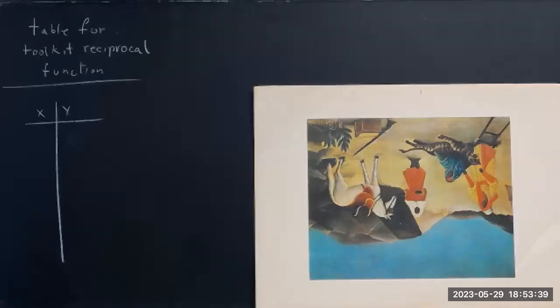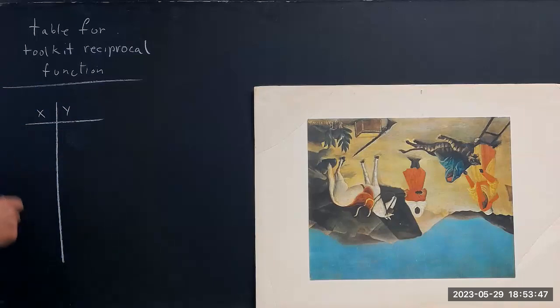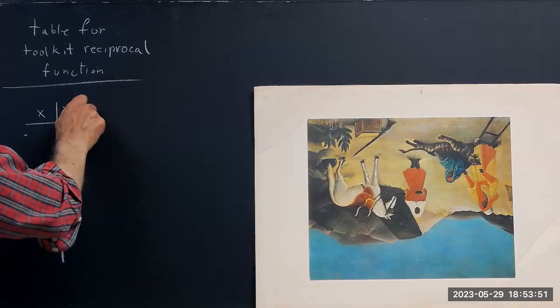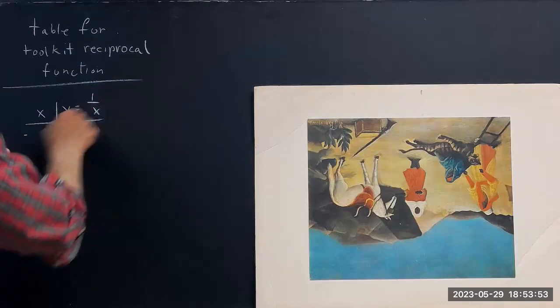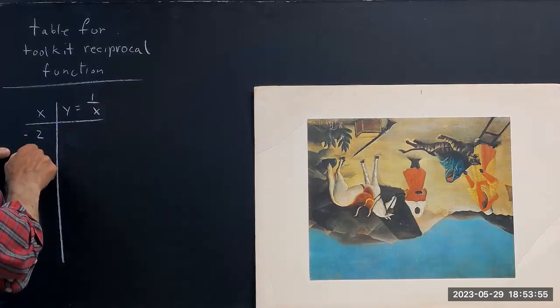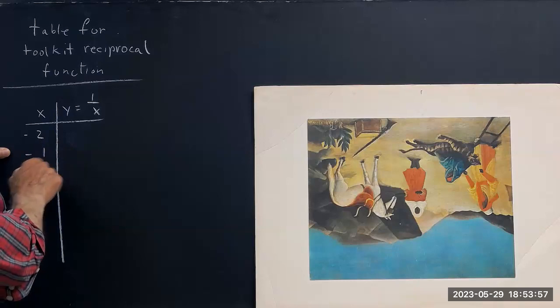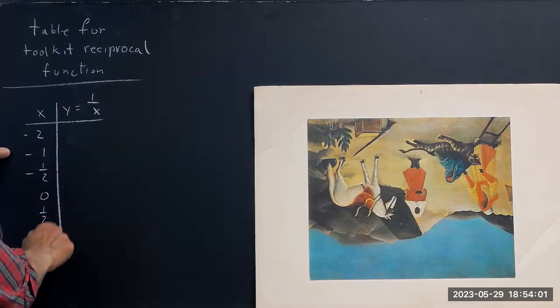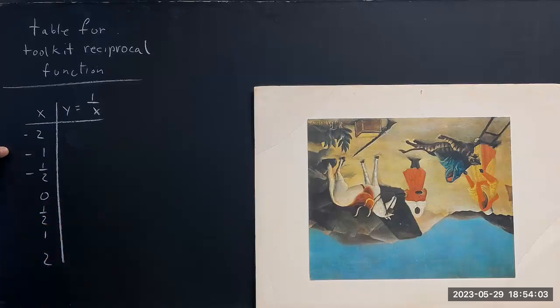Okay. So let's make the table for Toolkit Reciprocal Function. We're going to use the standard values. We're going to do x versus y, and y is going to equal 1 over x. Okay, so we're going to have -2, -1, -1/2, 0, 1/2, 1, 2.